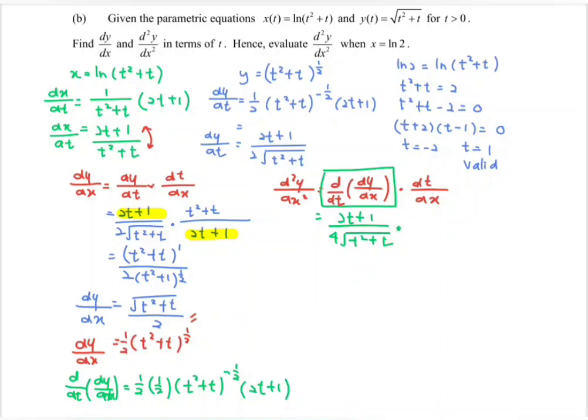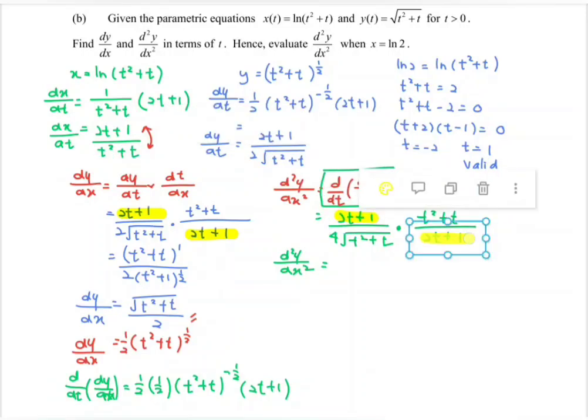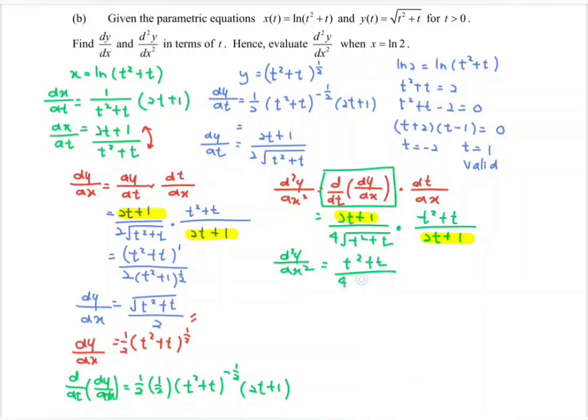Do remember, multiply with dt/dx, where we have to flip: (t squared plus t) over (2t plus 1). Simplify for the second derivative. We can have the common terms, so it becomes 1, and then continue, we have (t squared plus t) over 4 multiplied with the square root of (t squared plus t). If we simplify, we will have the answer: the square root of (t squared plus t) over 4. So that will be the answer for the second derivative.